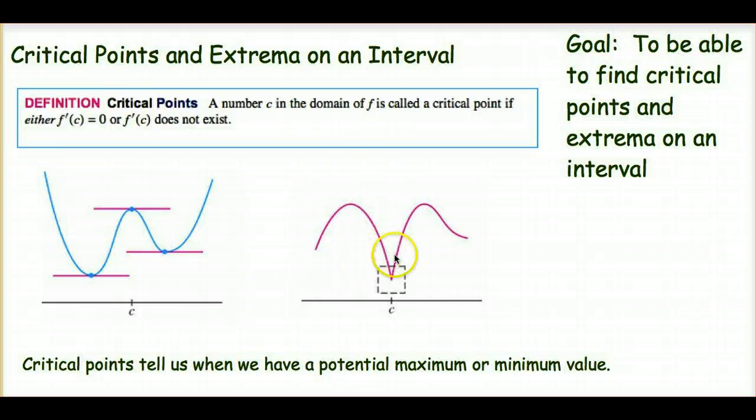This next picture over here shows us an undefined derivative. Remember, our derivatives are undefined when we come to a sharp point because there are an infinite number of tangent lines there. So this is just a picture of a graph that has a critical point at this x value c, and it is found by finding when the derivative is undefined. So critical points tell us when we have a potential maximum or minimum value.